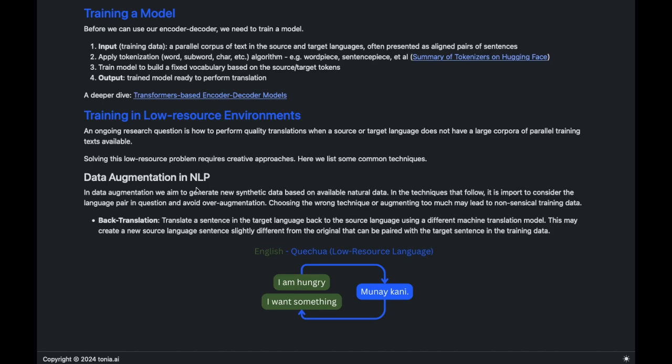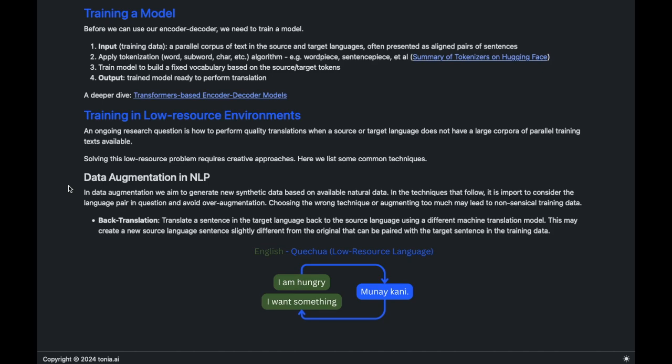In data augmentation for natural language processing, we find techniques for data augmentation for translation data. In data augmentation, the goal is to generate new synthetic data that is based on the available natural data. So we want the synthetic data to closely resemble the natural data and to be added to the corpus of natural data to augment the data available to us for training.